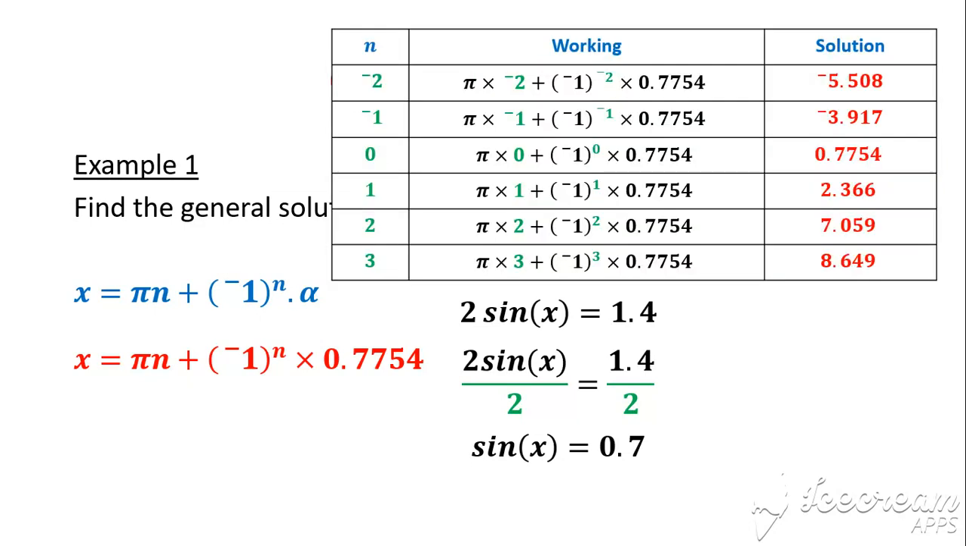Now once again, we can substitute in different values for n. We could start wherever we wanted, but I've started at negative 2 and gone through to positive 3. We could keep going, positive 4, positive 5, positive 100 and so on, and we can find any solution that we require.